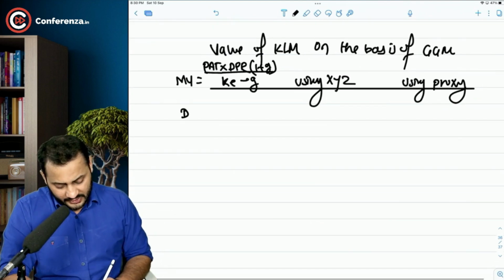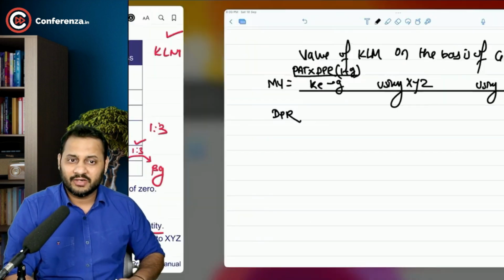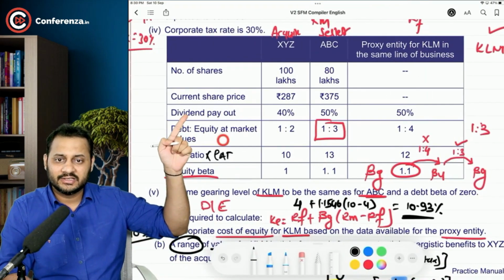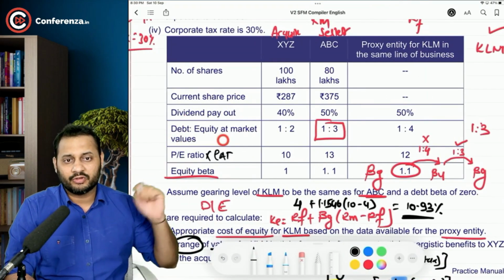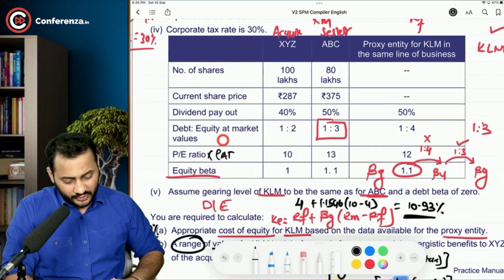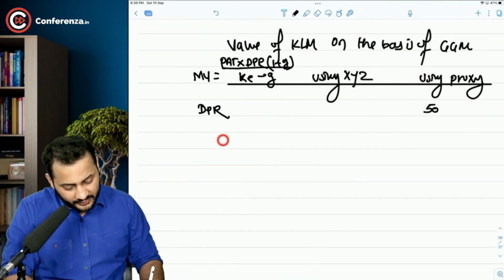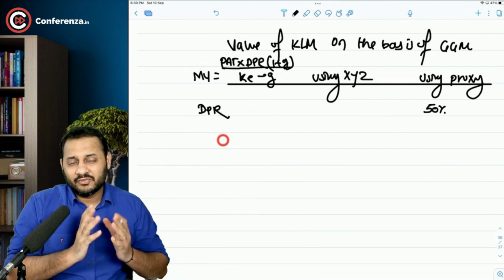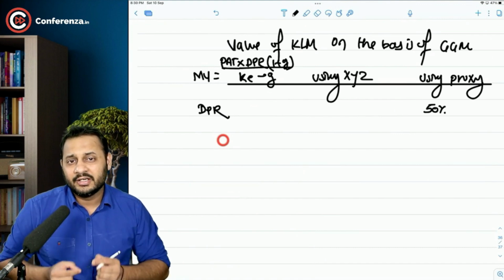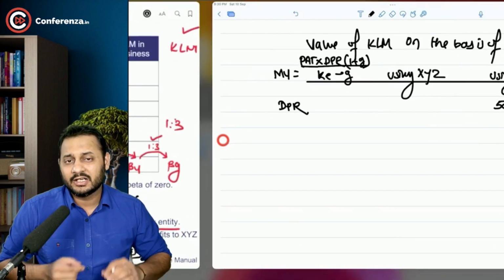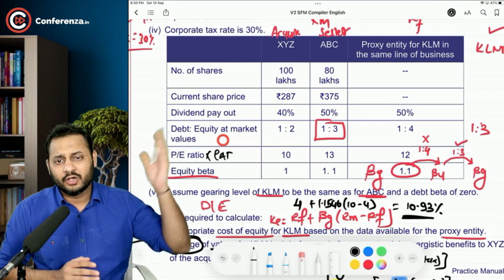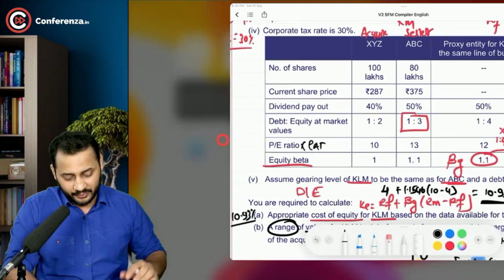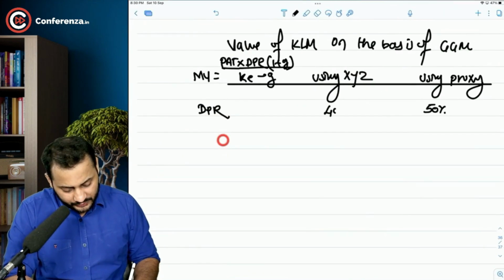So what is the dividend payout ratio of XYZ and proxy? You can see XYZ is paying 40% and proxy is paying 50%. So if we follow the proxy company, we will pay the dividend of 50% of the total profits. But XYZ will argue that we are acquiring KLM and now we will be deciding how much dividend we are going to pay. So according to our policy, 40% comes as the dividend payout ratio.